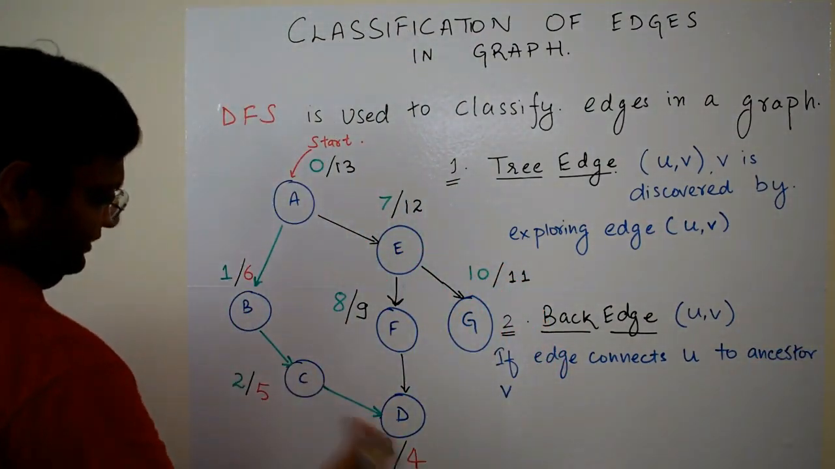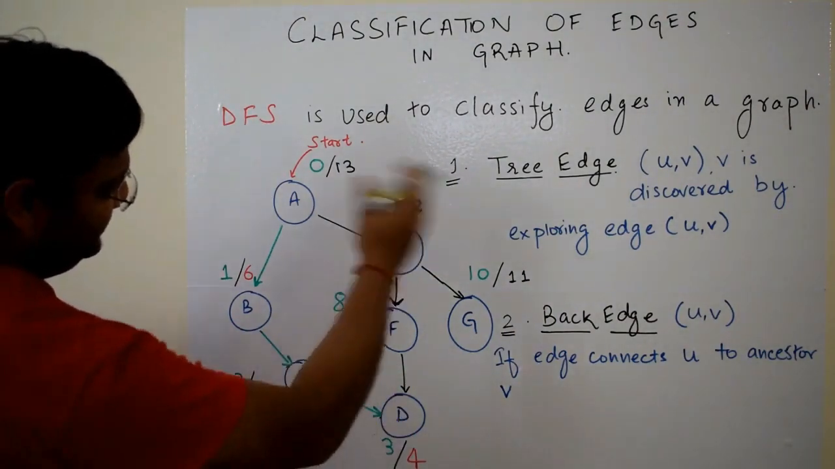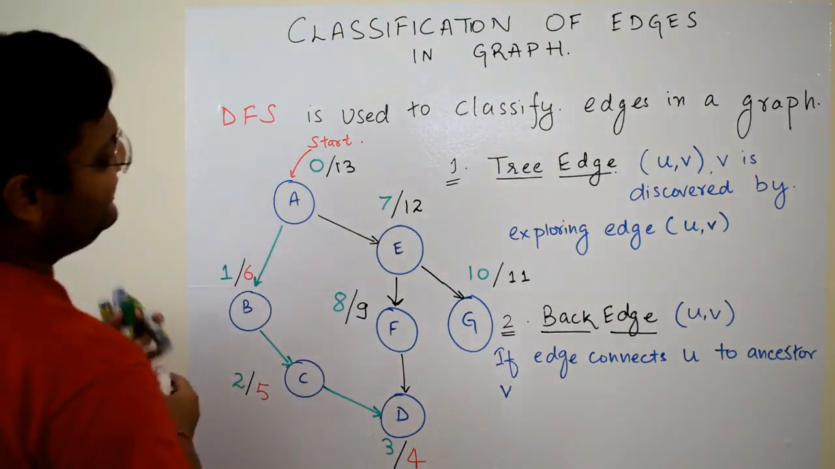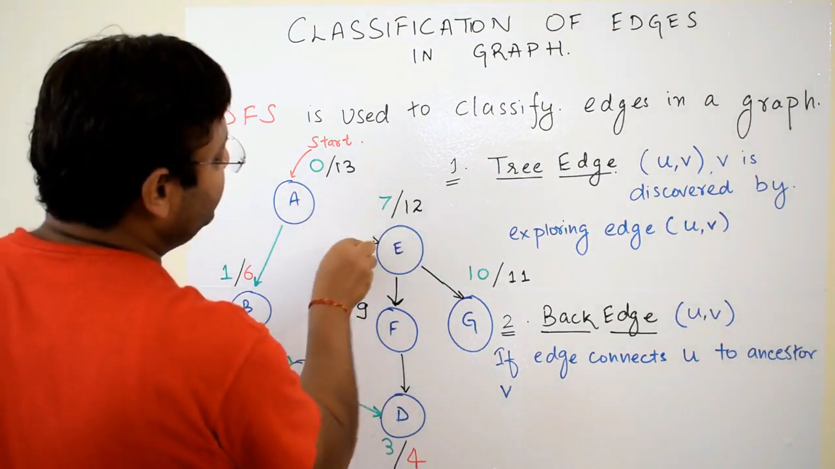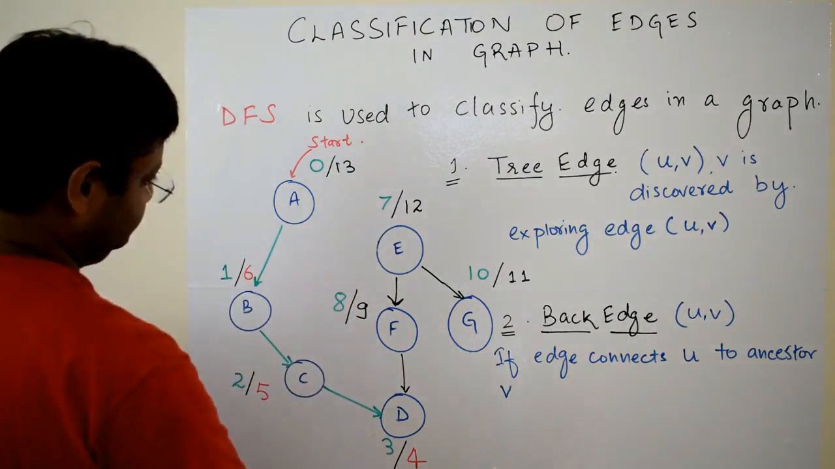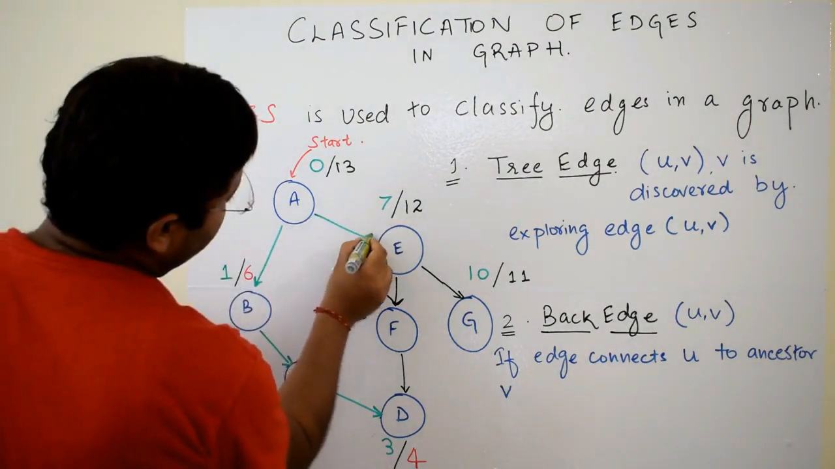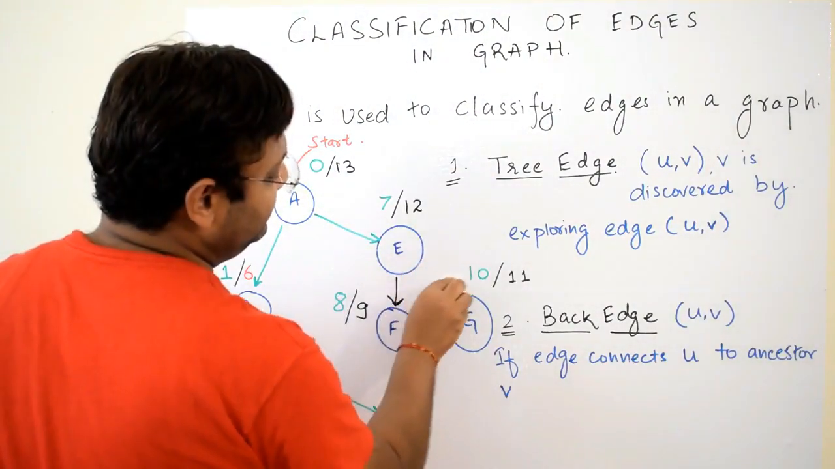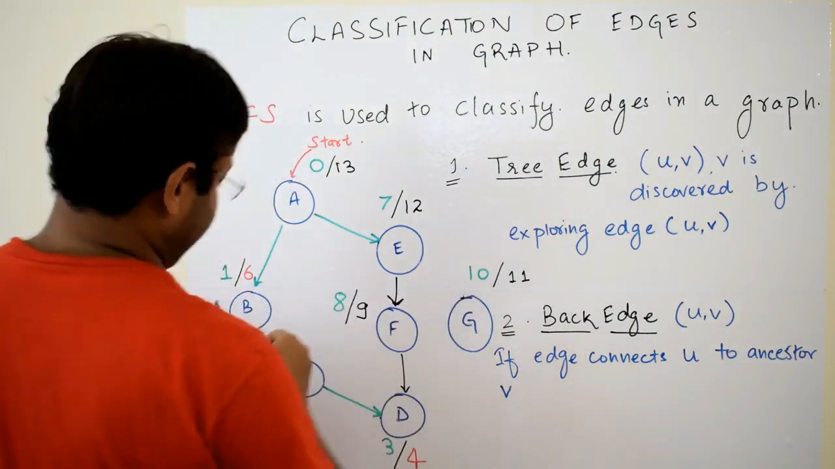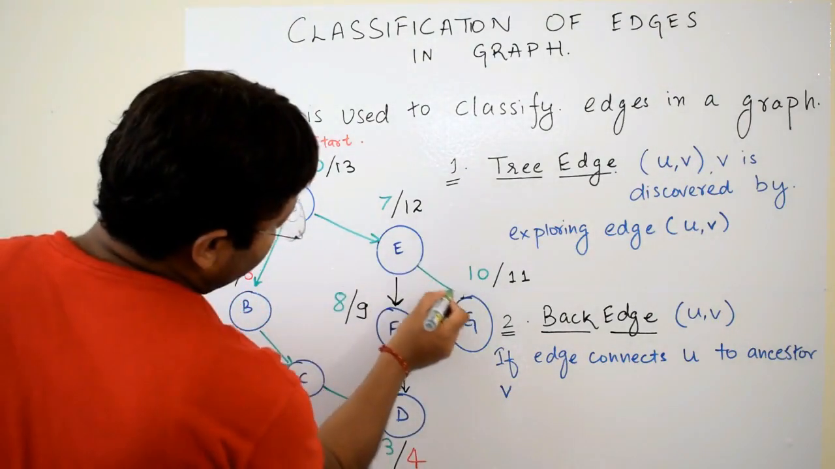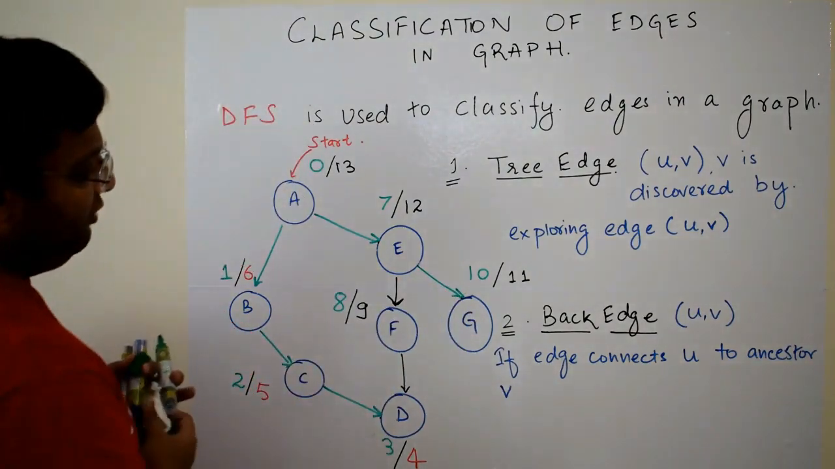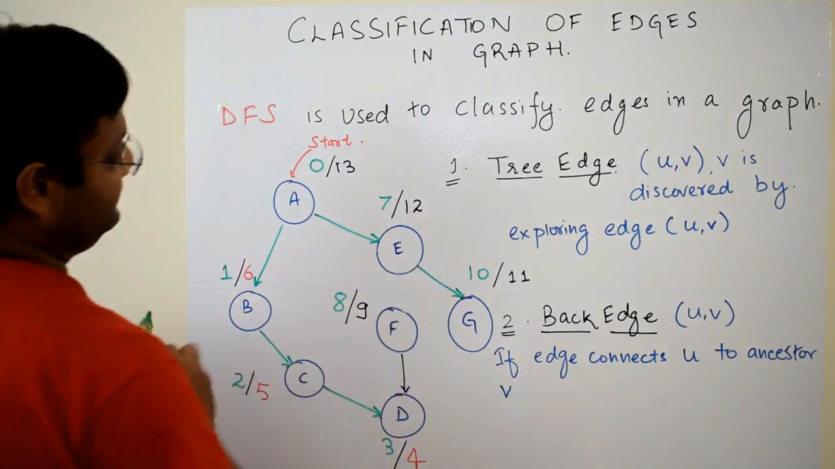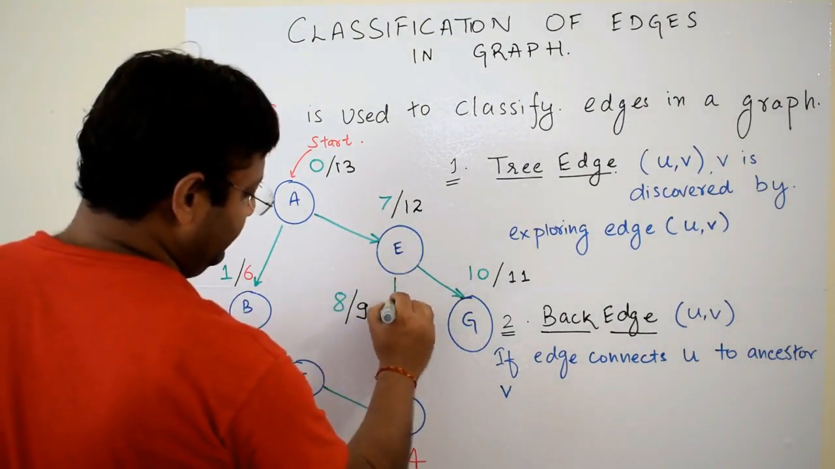Now we have backtracked. From A we explored E. So this AE is also a tree edge. Nothing fancy about it, very simple. Now tell me what will be E to G. Again E to G will also be a tree edge. Let me mark it as a tree edge. Now E to F. Which edge will it be? Again a tree edge. And F to D.